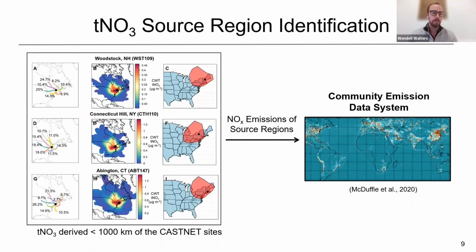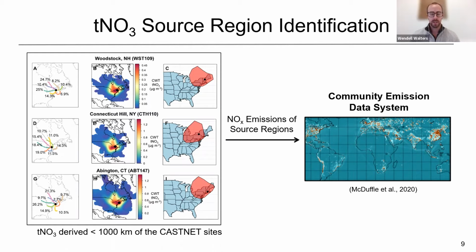In order to model our NOx emission sources, we first need to determine the source regions that contribute nitrate to our study sites. So we identified the source regions using air mass back trajectory calculations, with the clustered results shown here. We then combined the back trajectory calculations with concentration data and used statistical methods to calculate the concentration-weighted trajectories, which showcase that the majority of nitrate tended to derive from within 1,000 kilometers of the CASTNET sites.